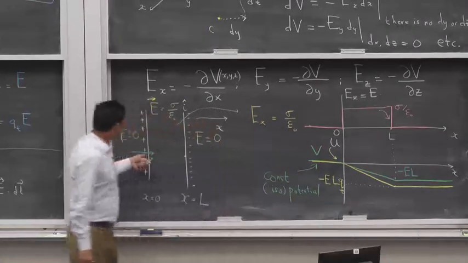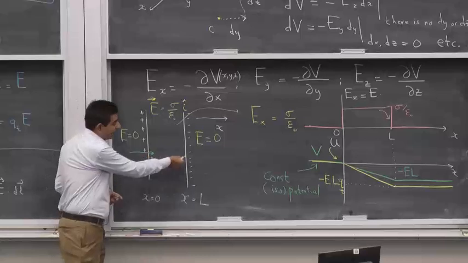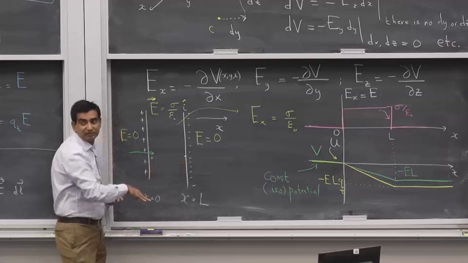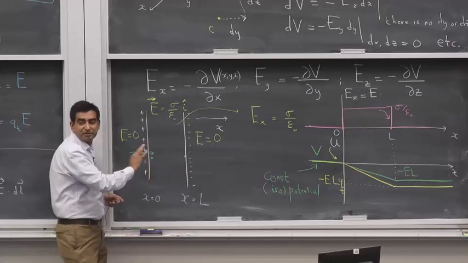If you have a positive charge here, its potential energy will be highest here and lowest here. So the potential energy is dropping. The electric potential is dropping. The convention is that your test charge is always a positive charge.